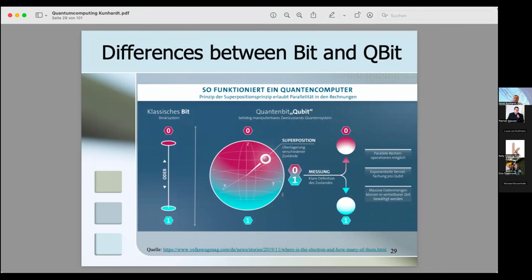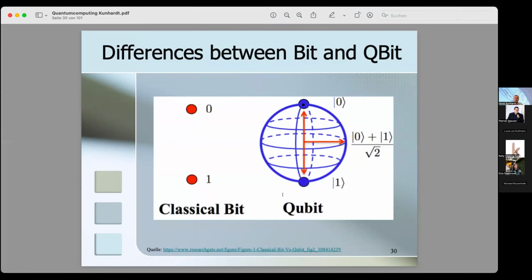So to explain the various states of a quantum system, a sphere is used, the so-called Bloch sphere, but Patrick will explain that to you in detail in one of the next lectures. So here again, the differences between classical bit and qubit. A classical bit can be 0 or 1, and a qubit can be various states between 0 and 1, called ket 0 and ket 1.